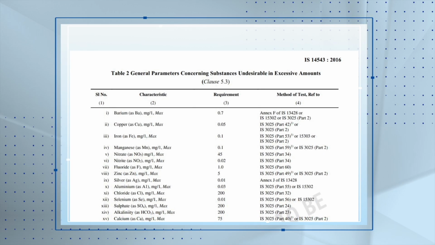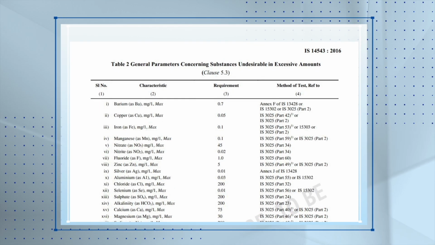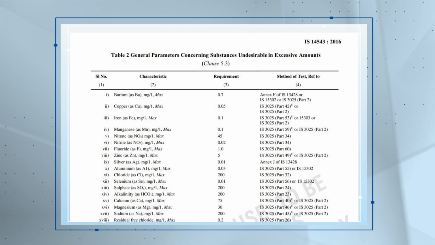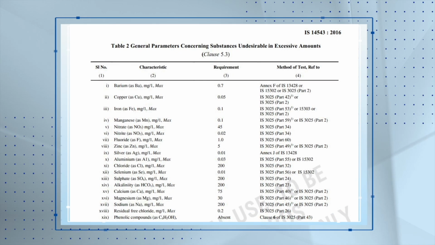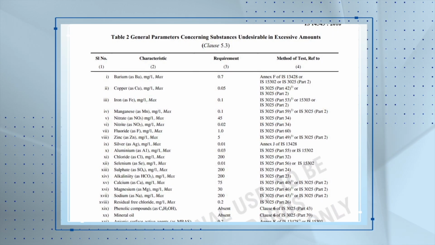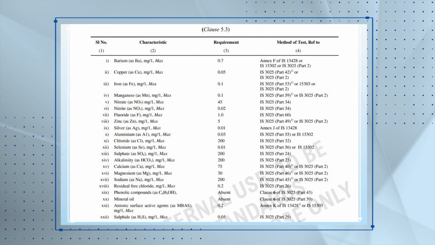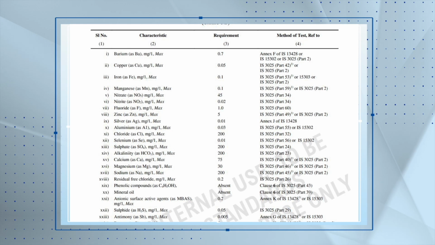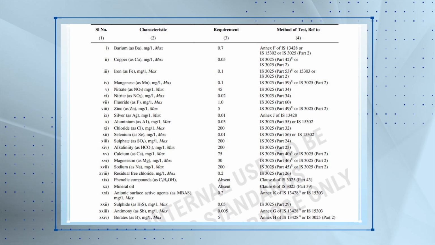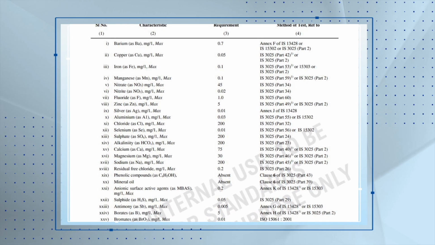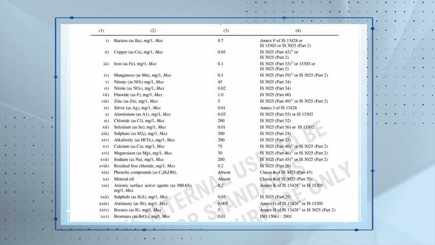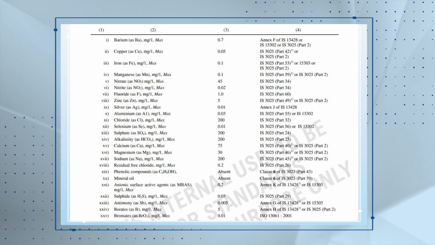Chemical requirements of water. Various chemicals which are expected to be absent or present within permissible limits are barium, copper, iron, manganese, zinc, silver, aluminum, selenium, calcium, magnesium, sodium, antimony, nitrate, nitrite, fluoride, chloride, sulfate, alkalinity, residual free chloride, mineral oil, anionic surface active agents, phenolic compounds, bromates, etc.